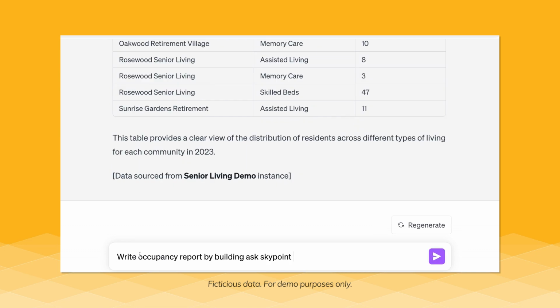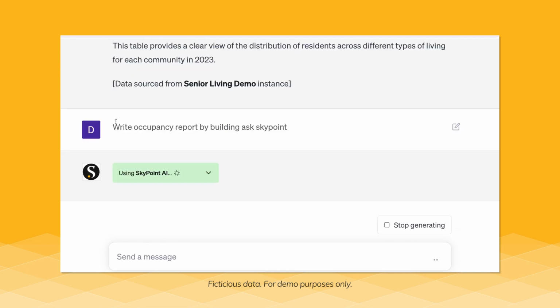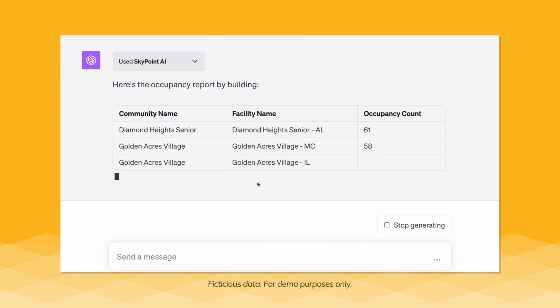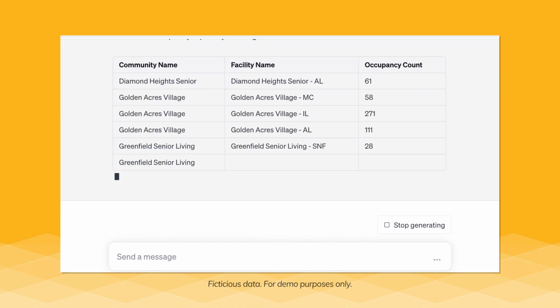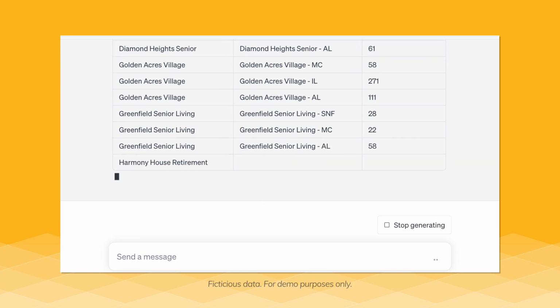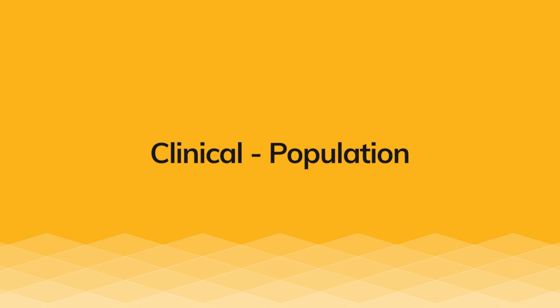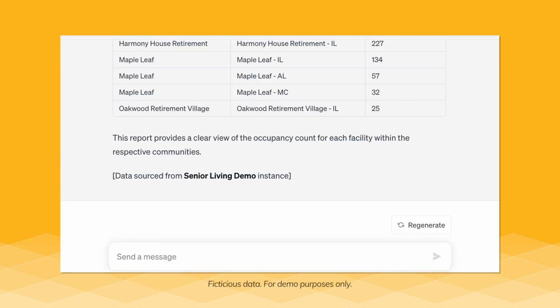What about occupancy report by building? Your prompts don't have to be written out very clearly. It can decipher missing words, and based on the context of the conversation, can decipher what you are after from a data perspective. So let's take a look at some structured data prompts for clinical, patient, or resident data sets.